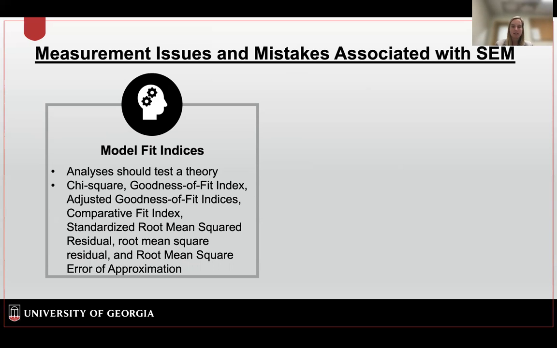However, there's a debate in the SEM literature as to the best strategies for assessing model fit. Some researchers ignore chi-square altogether, while others use it frequently for assessing goodness of fit. Not using chi-square at all is considered bad practice, but it should not be used alone due to its sensitivity to sample size.